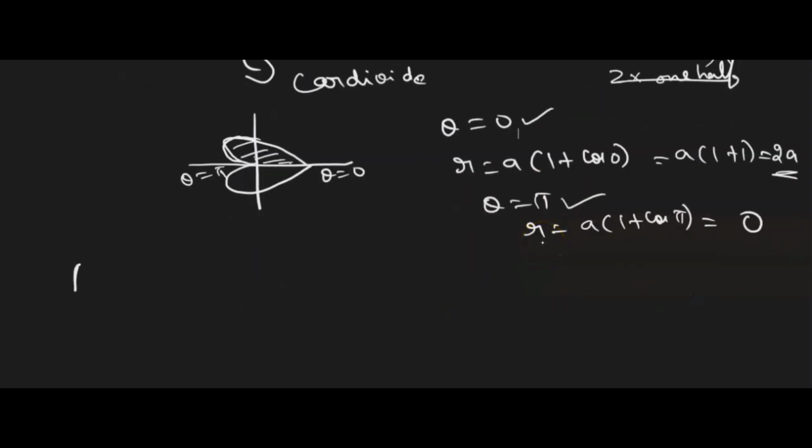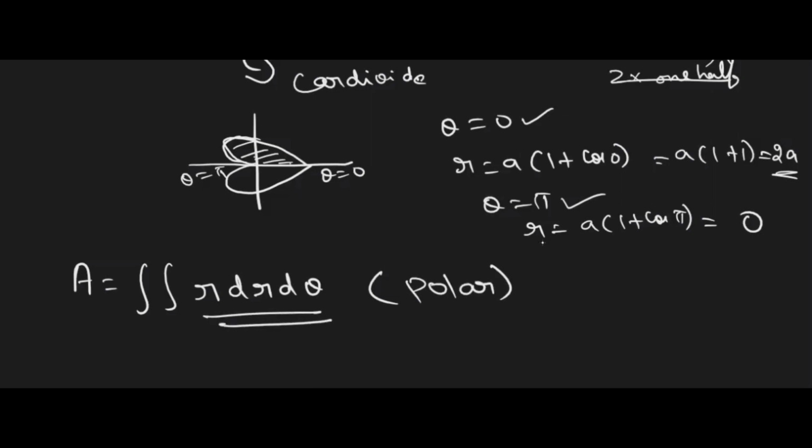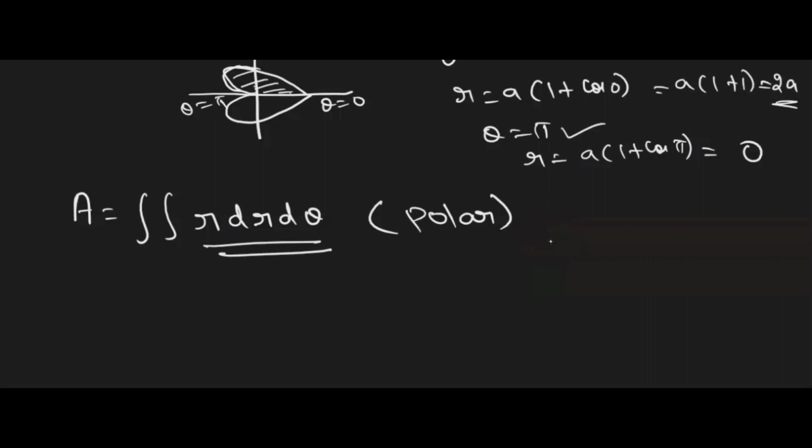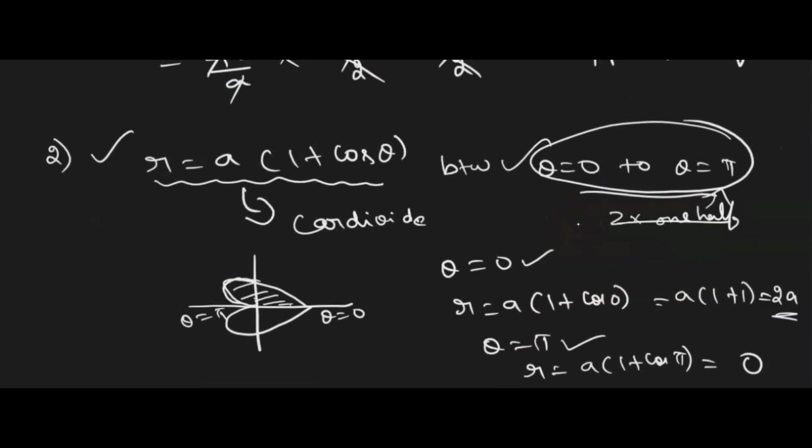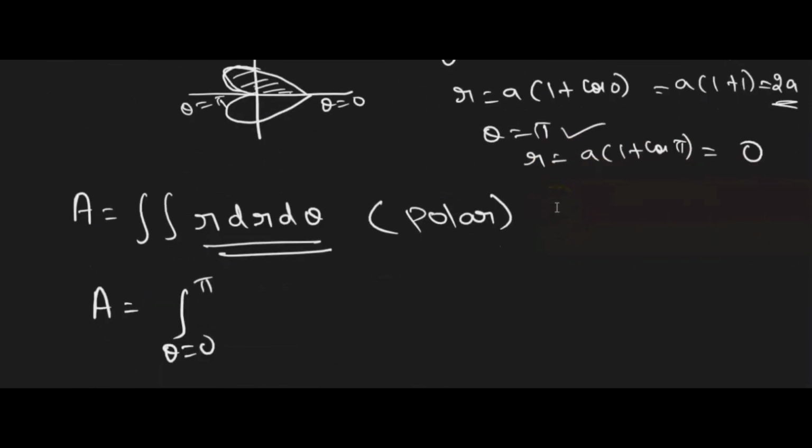So once this is done, they have asked for only 1 half of the area. But I told you what is the formula for polar one? Polar formula r dr d theta. Cartesian is double integral dx dy, but here r dr d theta. So now if you fix the limit, theta varies from 0 to pi because they have given in the question from 0 to pi only they have asked, and r varies from, what is the minimum value of r? 0. And what is the maximum value of r? a into 1 plus cos theta.